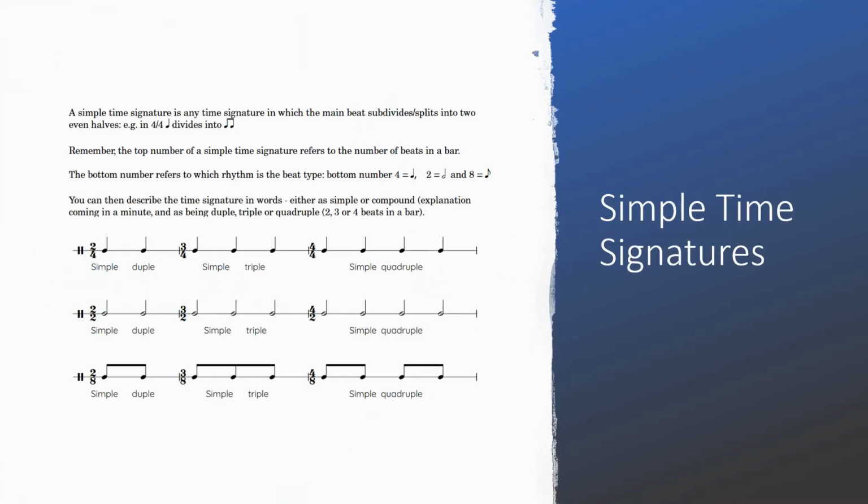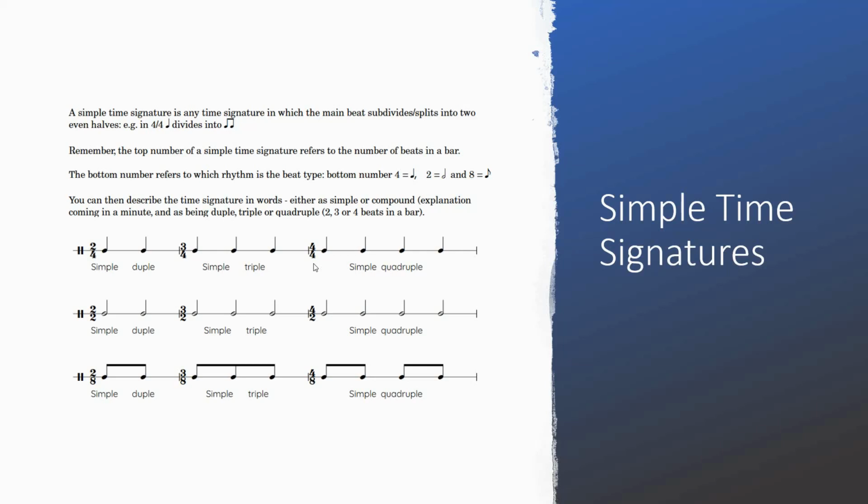These are really common time signatures, particularly the ones that you can see here: 2/4, 3/4, 4/4. These are the ones that you learn really early on when you're a musician. A simple time signature means that the basic beat, in the case of 2/4, 3/4, 4/4, which is one crotchet beat, is subdivided into two equal halves. So the one crotchet divides into two quavers.